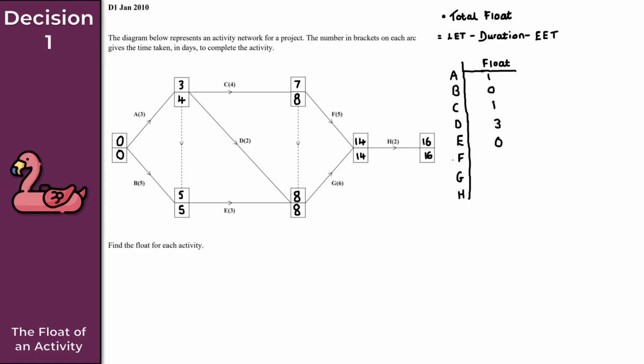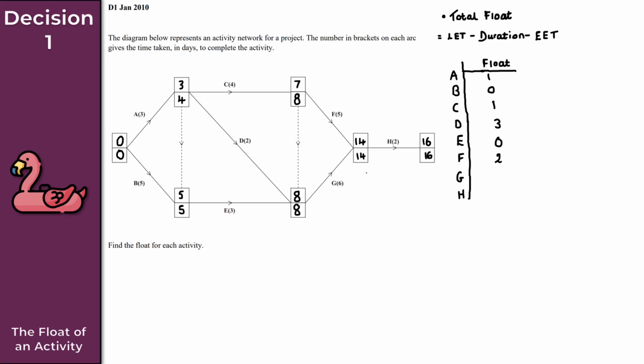Now for activity F here, so my late event time is 14, minus the duration here, which is 5, so 14 minus 5 is 9, minus the early event time of 7. So 9 minus 7, and we get 2 there for the total flow of activity F. We're nearly done here, right? Just 2 more activities to go then.